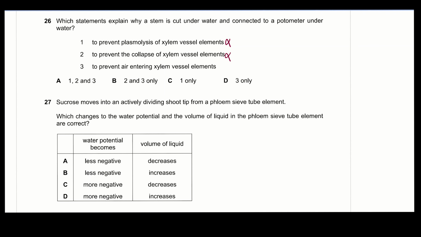3. To prevent air entering the xylem vessel elements. This is correct. The reason for this is that water molecules are attracted to each other by hydrogen bonding, aka cohesion. If a giant air bubble enters, it basically disrupts that cohesion column. Therefore, we do not want any air bubbles entering because it will affect the rate of transpiration. So the correct answer is going to be D.